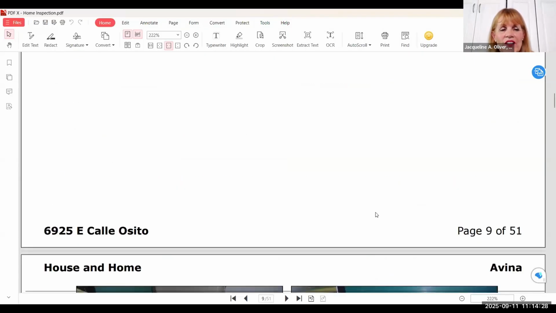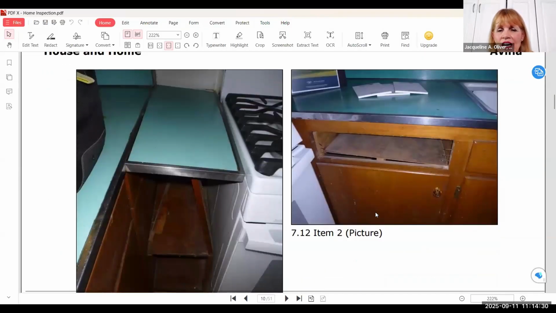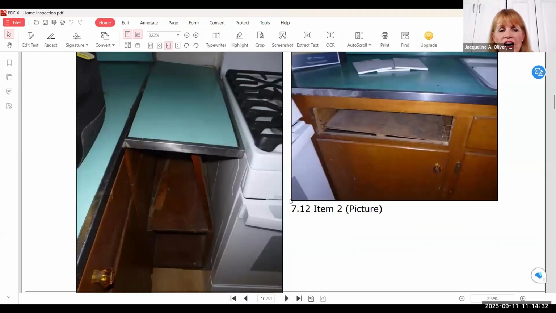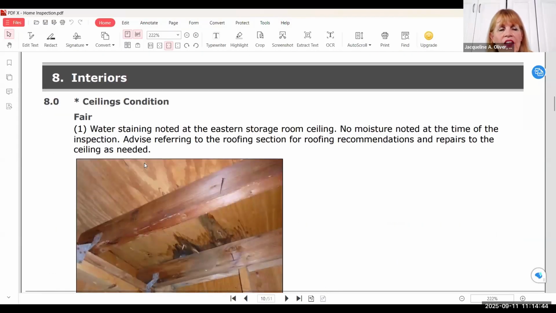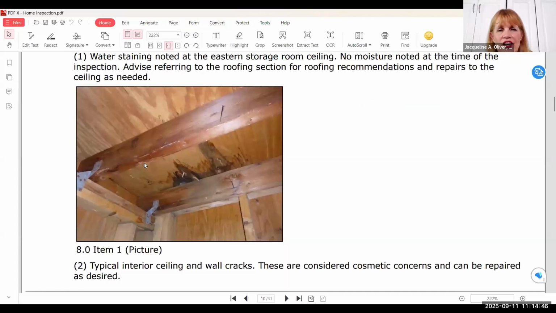And of course, they talk about the cabinets. This one's missing a door. This is kind of a funky situation where, even though the stove is new, they have this counter that is just the weirdest thing. Now there's some water stains on the ceiling here. But they didn't notice any moisture at this time.